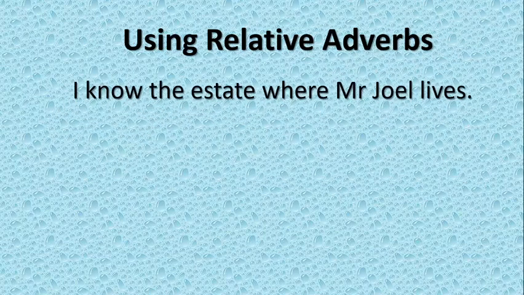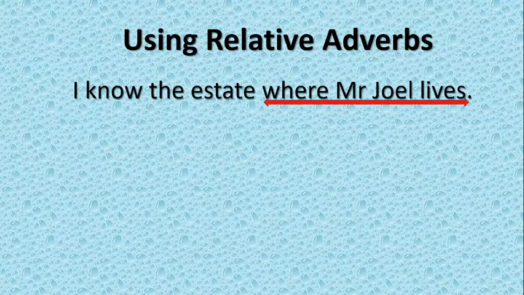I know the estate where Mr. Joe lives. Wow, problem. No one is on the line here, right? So, are you able to spot the subordinate conjunction, in this case, the relative adverb? Oh, yes, where. Therefore, we have identified our clause: where Mr. Joe lives. You can as well say, I know the estate.